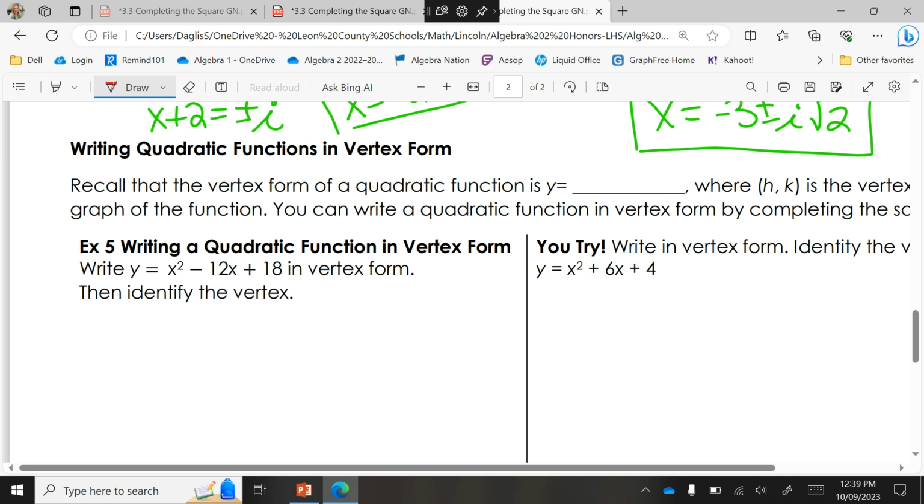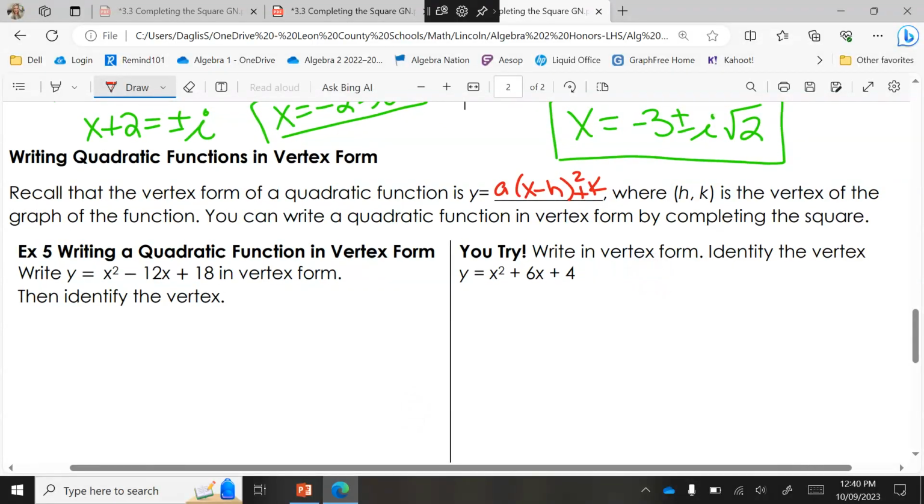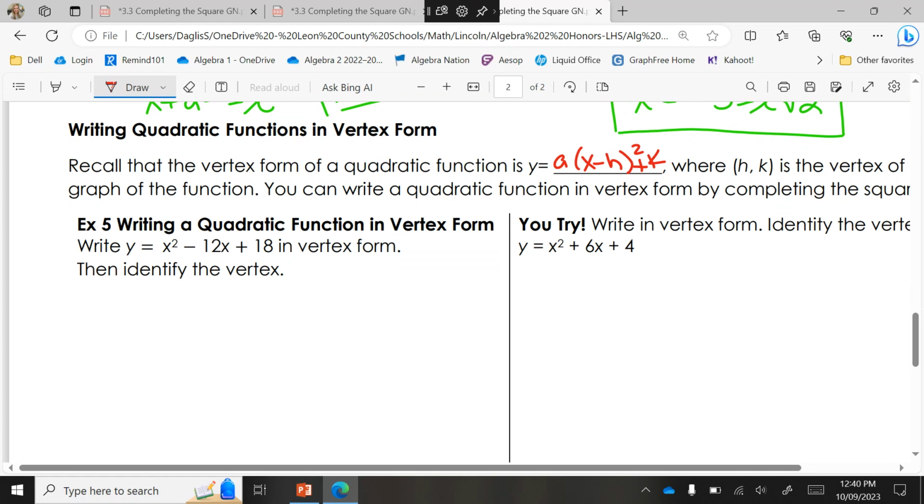So guess what? We can do this instead, to change standard form into vertex form. I know we struggled. We worked really hard because you had to, but now we kind of get to take a break. There is a different way to do it as long as you can complete the square. So if I have y equals x squared minus 12x plus 18, and it wants you to write it into vertex form, and then we're going to identify the vertex.